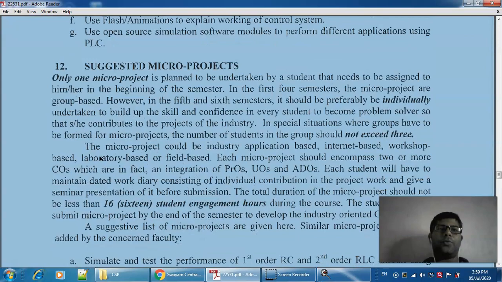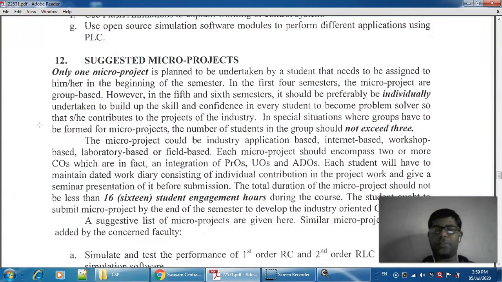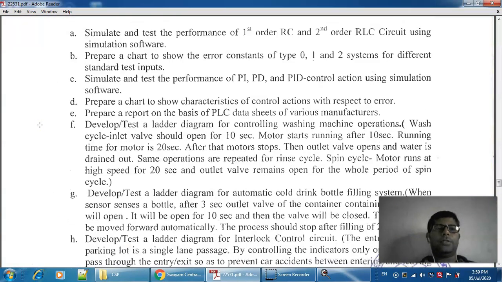Then going forward, there are some micro projects. Here is a list of micro projects. You can develop a micro project which is mentioned over here, but you can also select a micro project different from the list. That micro project should be based on your syllabus, and you can take the guidance of your teacher. This is just for your reference, or I would say this is a suggestion from the MSBTE. You can take this micro project also.